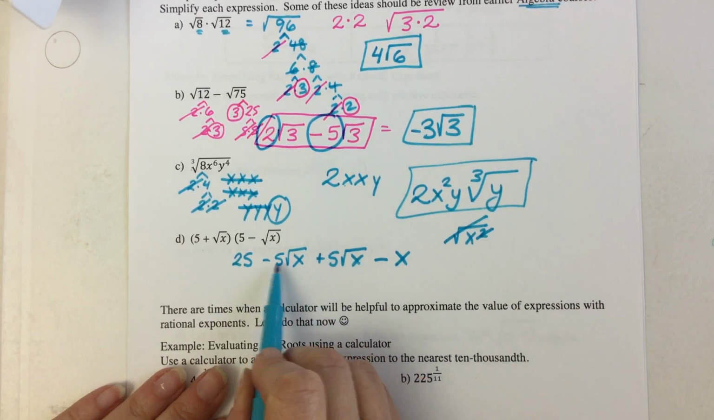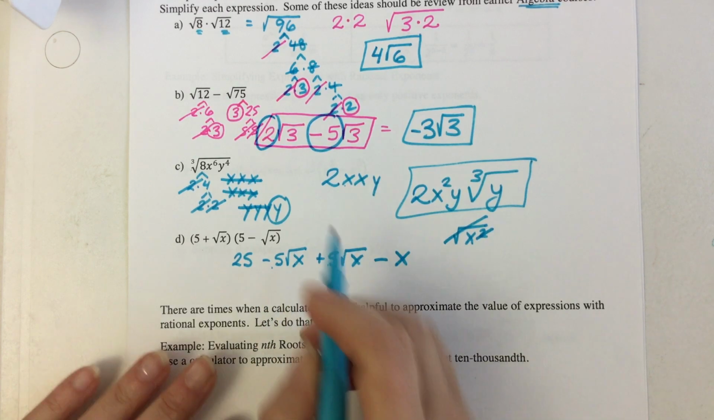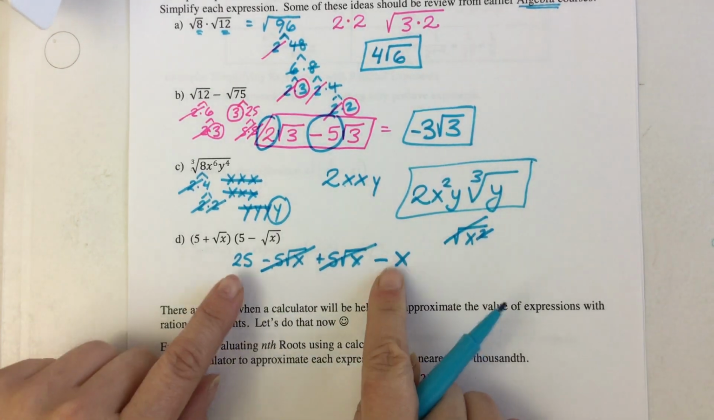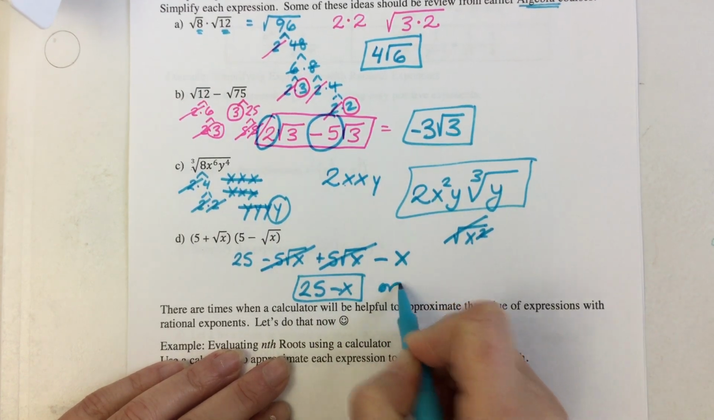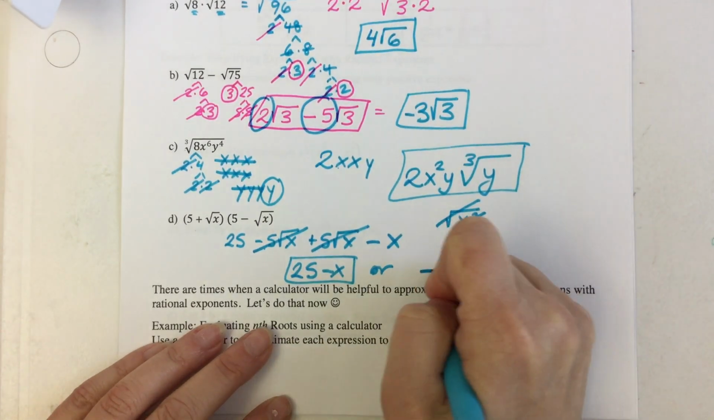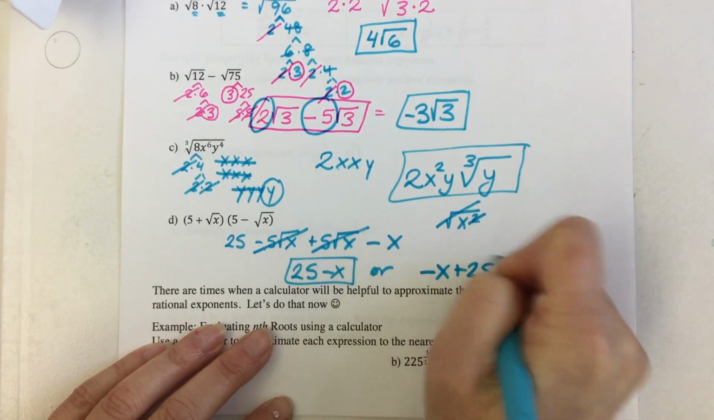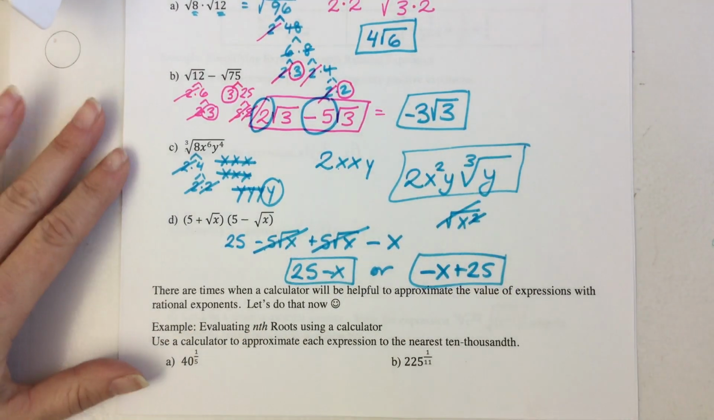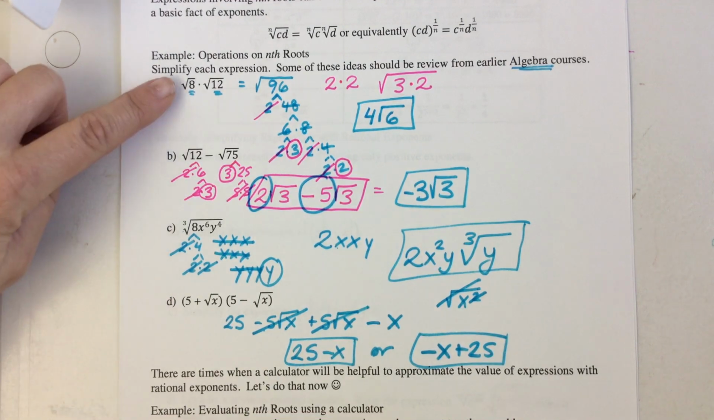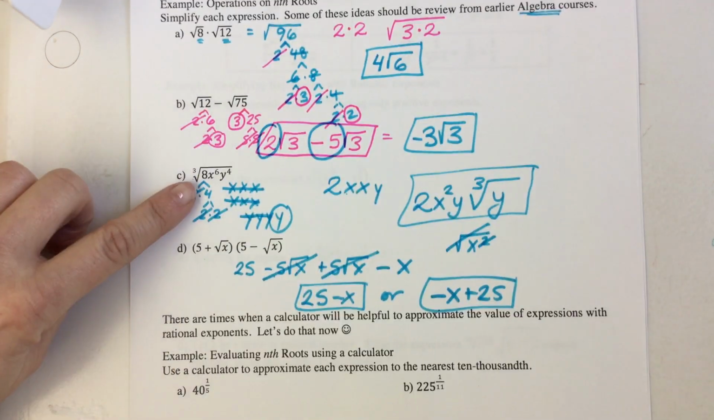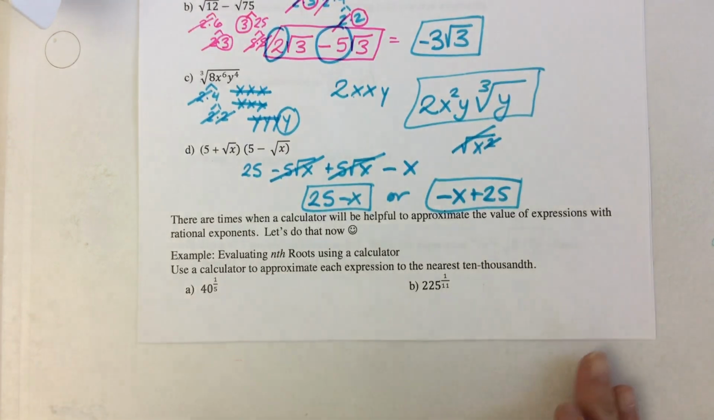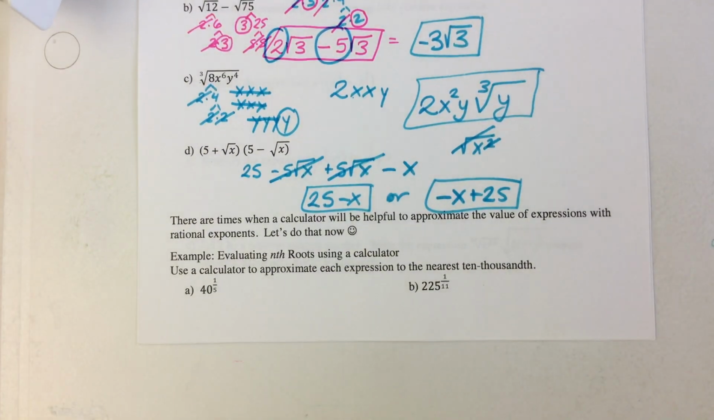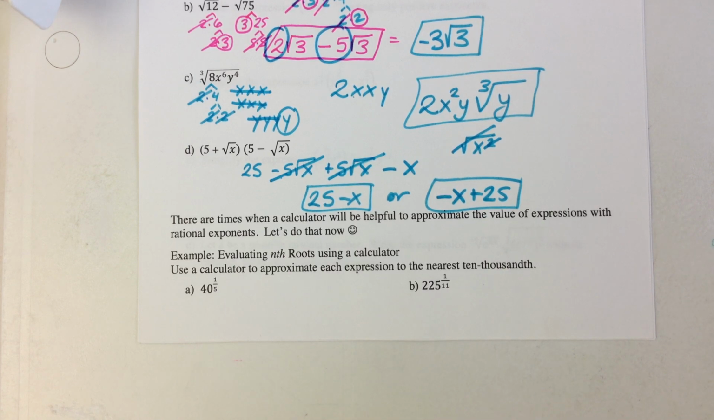Now, if I look at the middle, negative 5 square roots of x and a positive 5 square roots of x, they cancel. So I'd have 25 minus x. Or if you're like, hey, that's not standard form, you could write it as negative x plus 25. Okay, so these are some operations you can do with radicals. You can multiply them, you can add them, you can subtract them, you can simplify them, we can even FOIL them. Okay, there are times when a calculator will be helpful to approximate the value of an expression with rational exponents. Let's do that now.